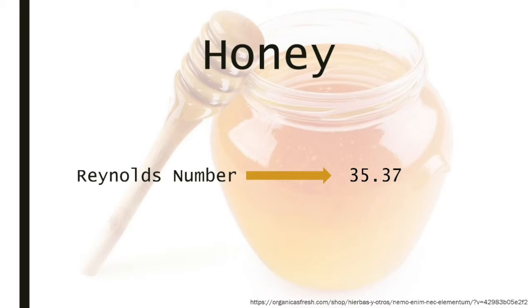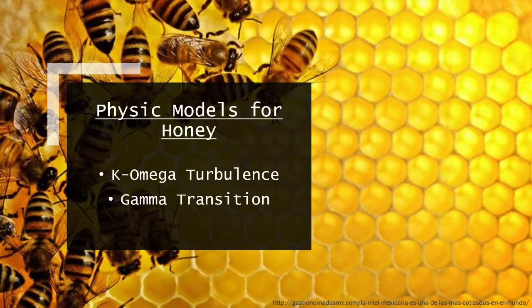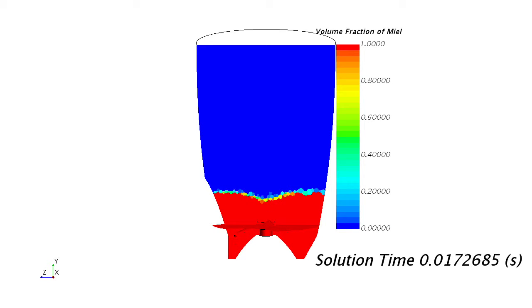The Reynolds number obtained for honey was 35.37, which reflects a transition flow. For this transition flow, it was necessary to use a specific physical model for honey, which was K-omega turbulence, which is specific for transition flow, and gamma transition, which gives some equations that permit to solve the K-omega model for transition flow. With this model, it was obtained a better answer for knowing the behavior of our flow, which in this case is honey.